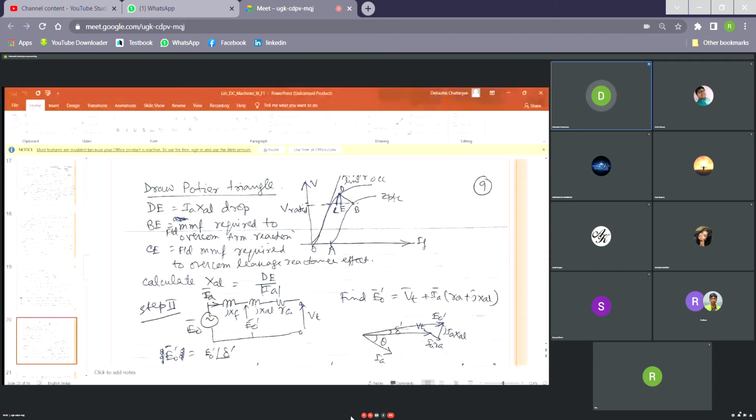So now in the next step, you can draw the phasor diagram, the MMF phasor diagram also, corresponding to E0 dash. You can draw FF dash, which is leading E0 dash by 90 degrees, right? So the FF dash phasor will have an angle of 90 degrees plus delta dash with respect to VT.